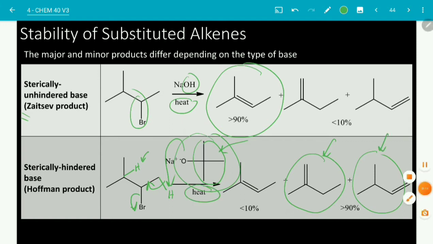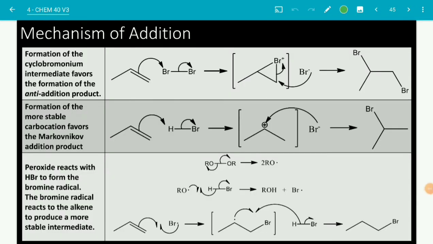Okay? So let's analyze addition reactions reagent by reagent. So kapag gumamit tayo ng bromine or Br2, the formation of the cyclobromonium intermediate, okay, promotes the formation of the anti-product. So anong ibig sabihin ng anti? Ibig sabihin sa dihedral angle, 180 degrees ang na-form nila. So kapag ka-drawing mo yung Newman projection yan, okay, yung Br nandito, tapos yung Br sa likod ay anti. So this is 180 degrees.